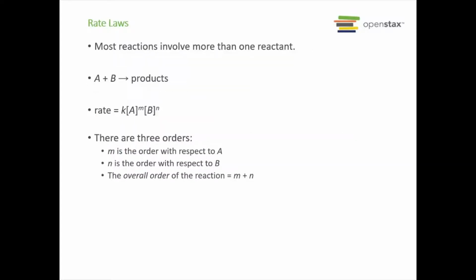Now, most reactions involve more than one reactant. So you might have some A and B becoming products. So your generic rate equation is k times concentration of A to the m times concentration of B to the n power. And there are three orders to this, like we talked about. m is the order with respect to A, n is the order with respect to B, and the overall order is m plus n.